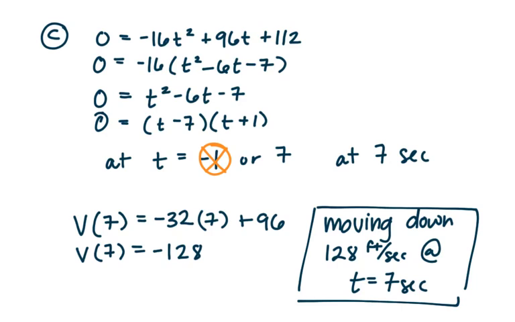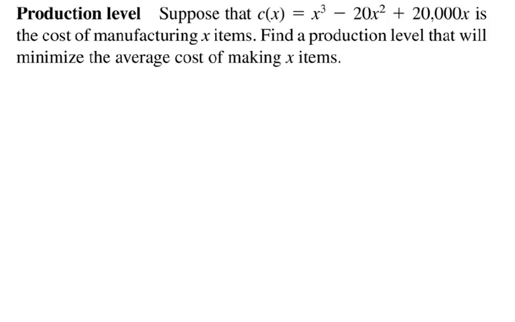All right, so let's do one other example here. Let's find a specific production level. So suppose we have C of x equals x cubed minus 20x squared plus 20,000x, which is the cost of manufacturing x items. Let's find a production level that will minimize the average cost of making x items.